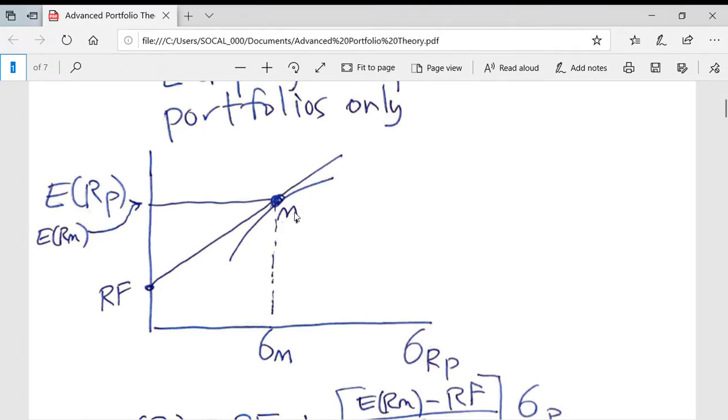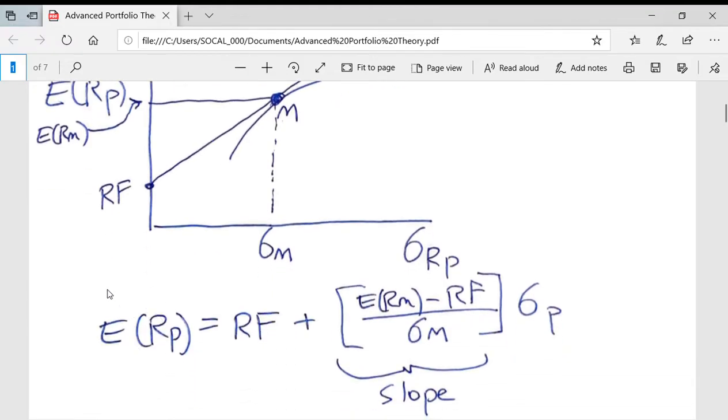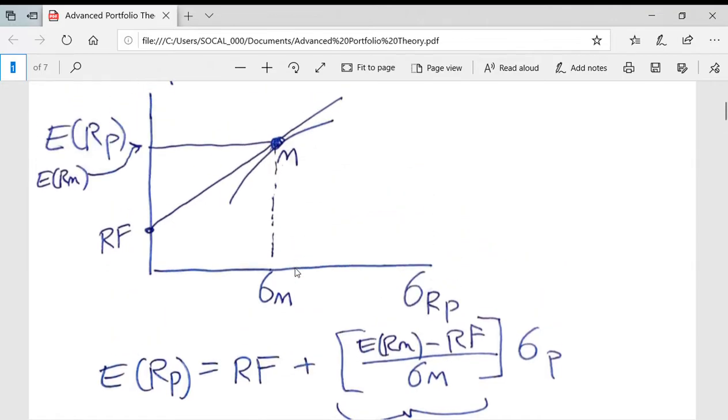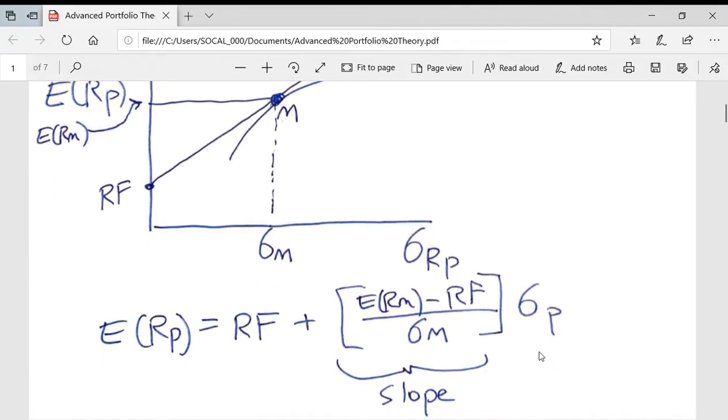And the CML is a straight line, and it looks like this. The formula is presented here. Notice the slope is rise over run. If we run from here to the market standard deviation, that's our run, the rise associated with that is to go from risk-free rate to expected return on the market. So that's what we have here. And then, of course, the X variable, if you will, is sigma portfolio.